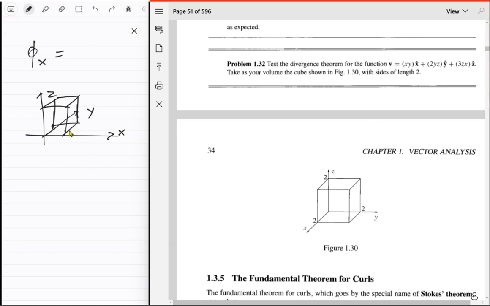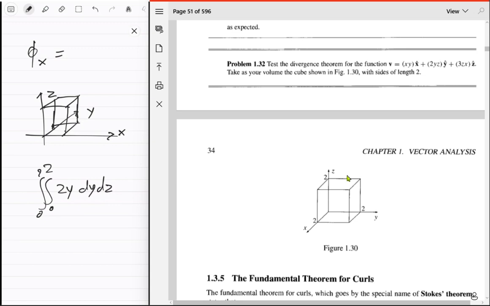This has the value... what was x once again? X was just 2, right? Yes, so you get 2y. The double integral of this thing, dy dz, changing y and z, right? So our y is going from 0 to 2, and z is going from 0 to 2.